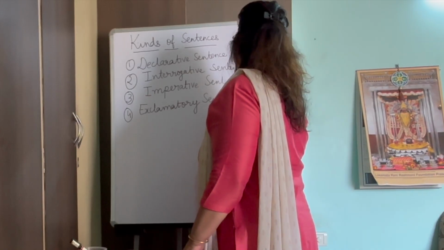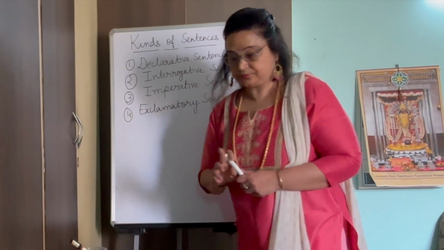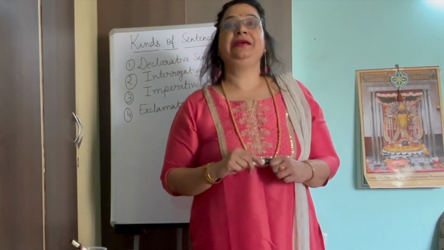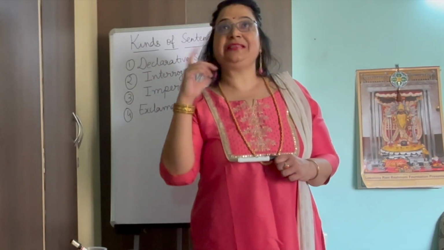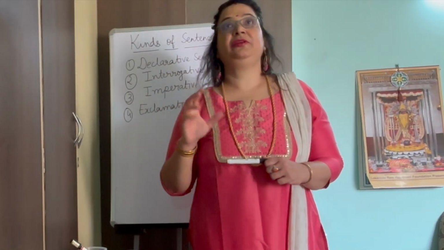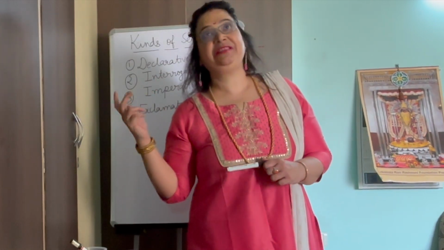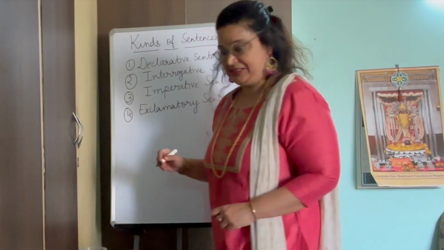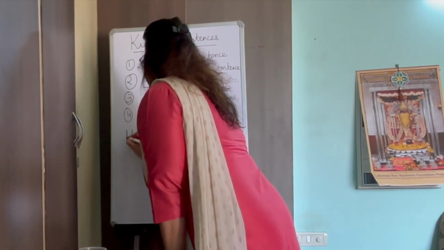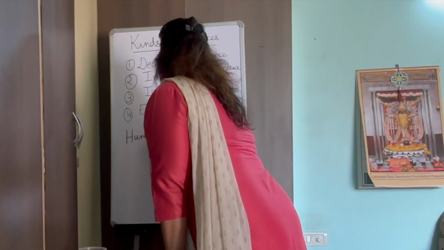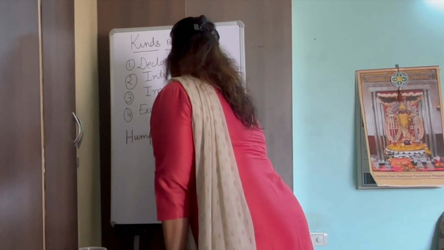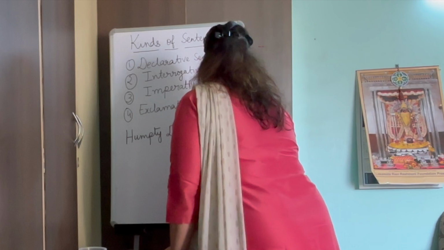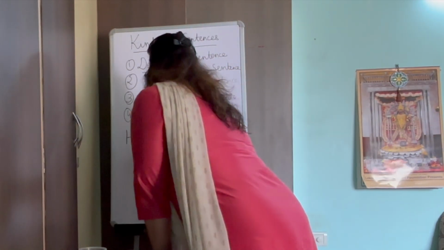Okay, so I hope you all are able to understand. Now we will see a couple of sentences to clarify if the sentence is declarative or interrogative or imperative or exclamatory. The first sentence is Humpty Dumpty sat on a wall. This sentence is saying something. Sat on a wall.